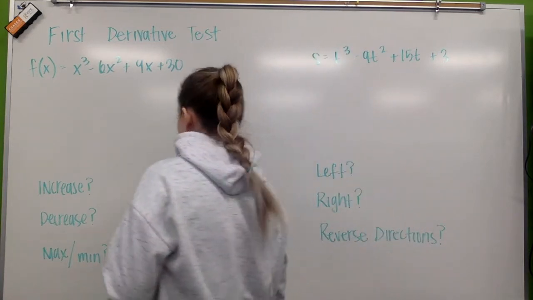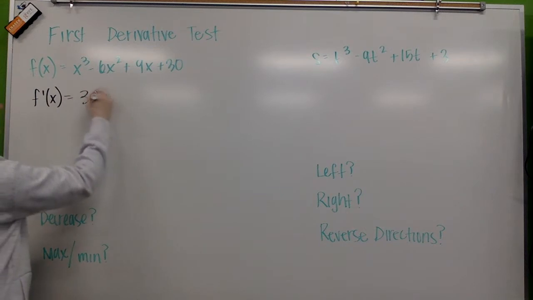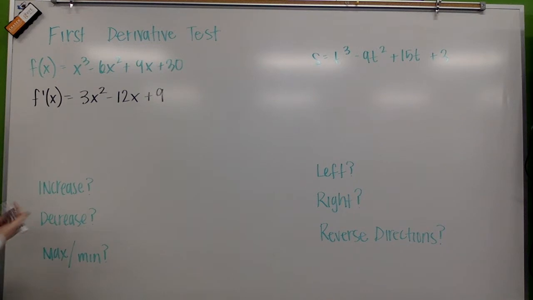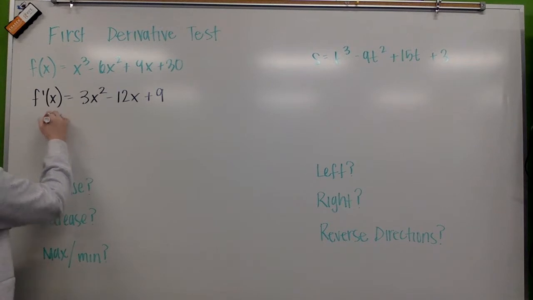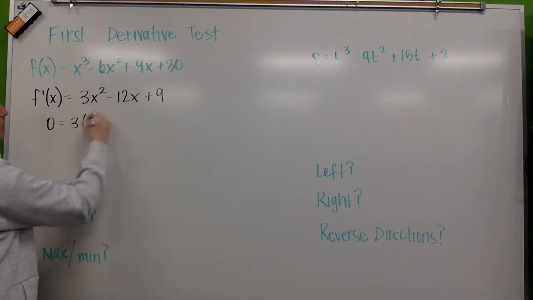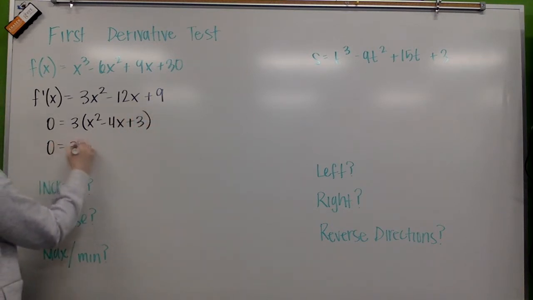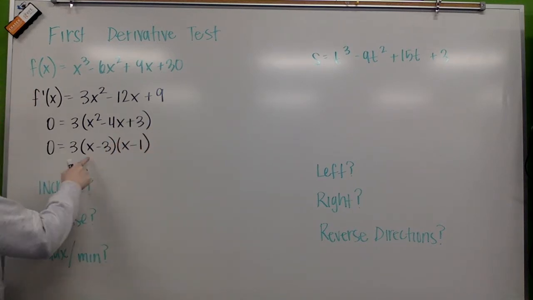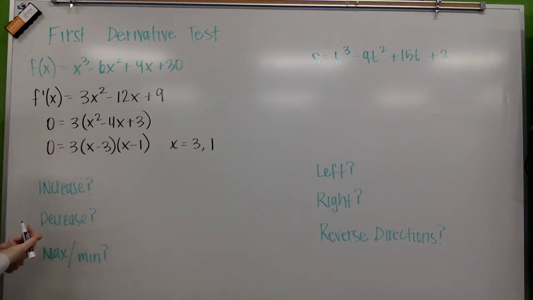Okay? So here, I'm going to start out by taking the derivative of my function. So I'm going to take the derivative and I'm going to get 3x squared minus 12x plus 9. And what I'm going to do is find those critical points by setting my derivative equal to 0. And I'm going to start factoring. All right, so I'm going to factor this to x minus 3 and x minus 1. So that's telling me I have critical points at 3 and 1.